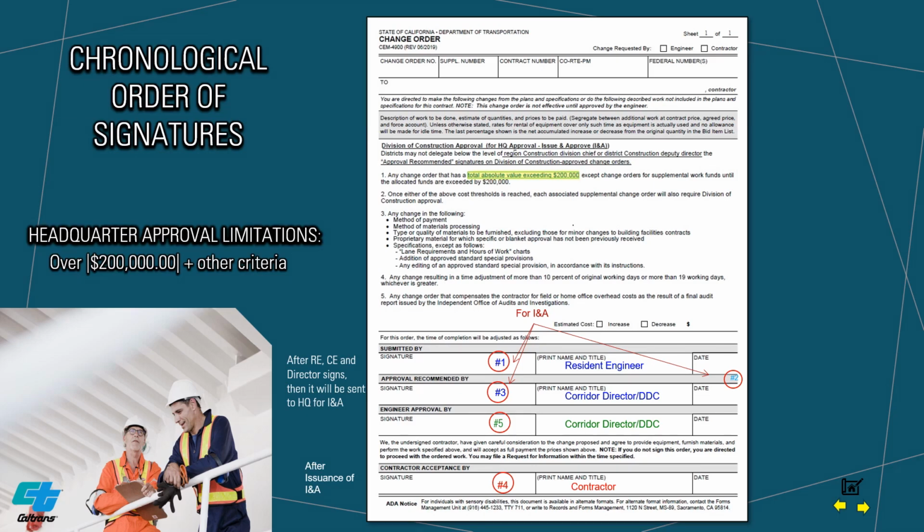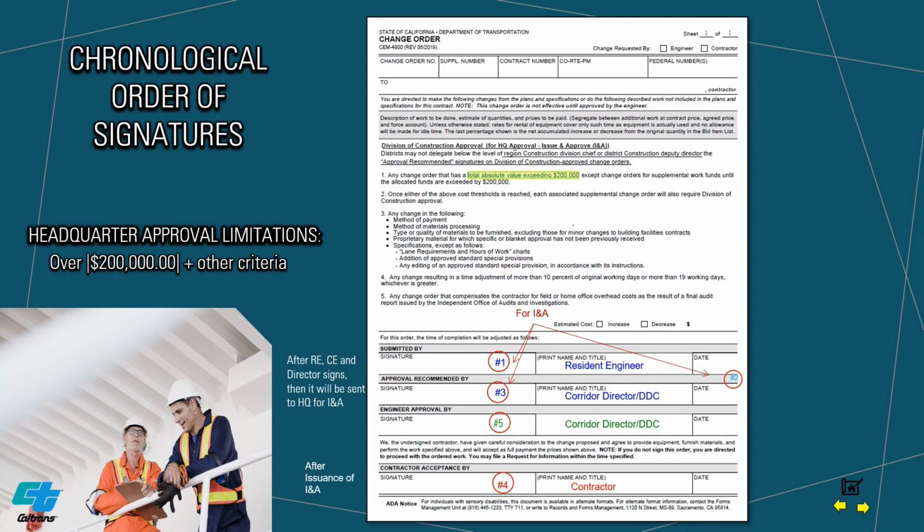Just for information only, District 11 does not have an approved District Quality Control Plan. Page 53.2 of the Construction Manual shows the criteria that our district must still comply with. It is also listed in this slide for your reference. Chronological order of signatures should be as follows.